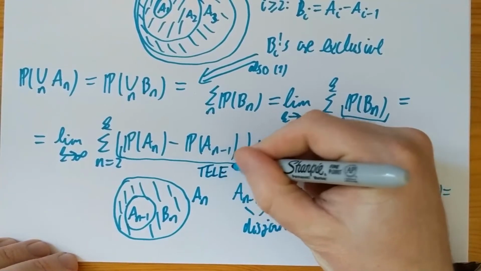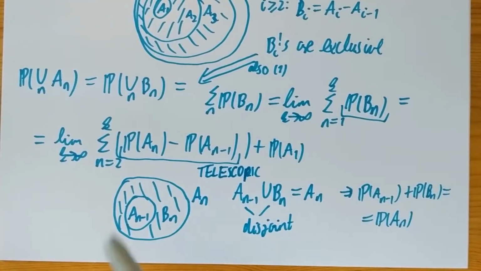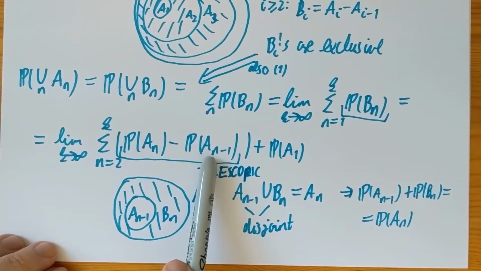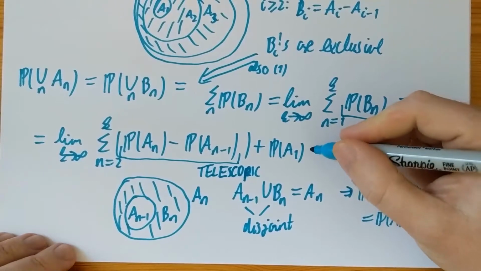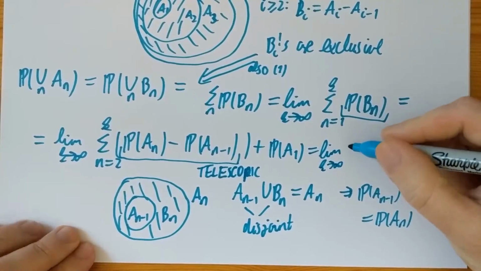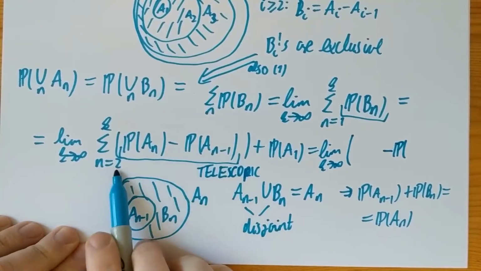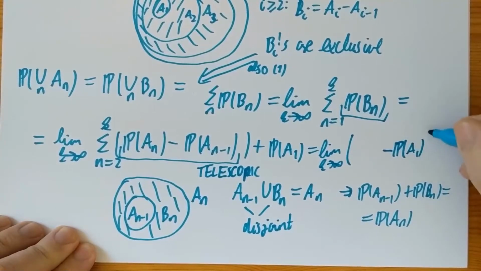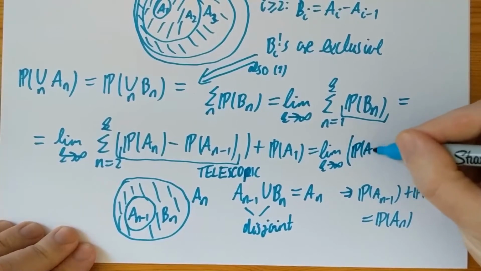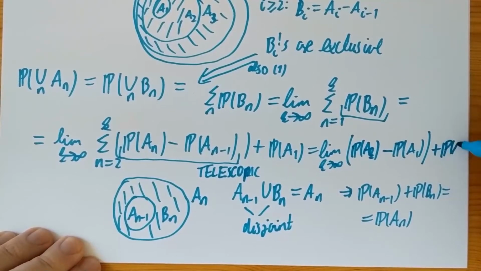This is a telescopic sum, and the first term is going to be minus p of a1. That's the one thing that survives on the lower end. So let's put a lim as k goes to infinity. On the lower end, minus p of a of n equals 2 minus 1, so a1 survives. On the upper end, p of ak survives. And then there is also this last addition, plus p of a1.